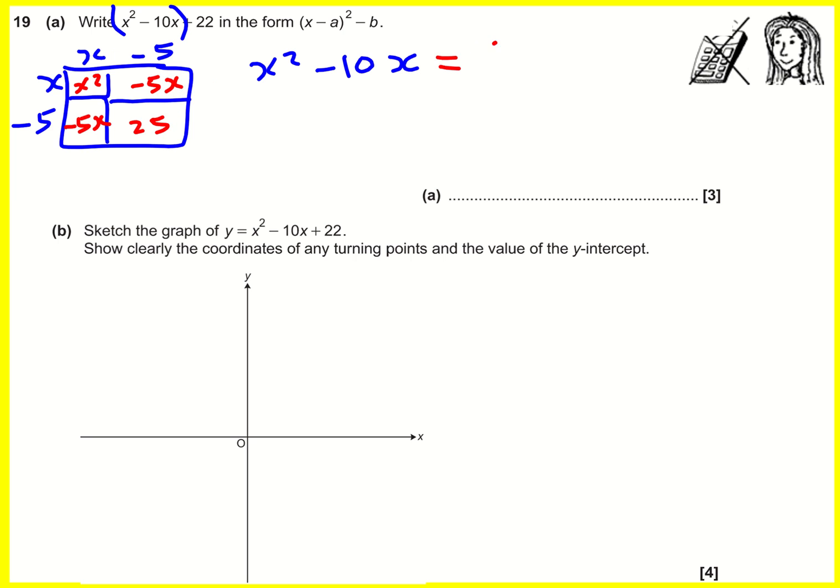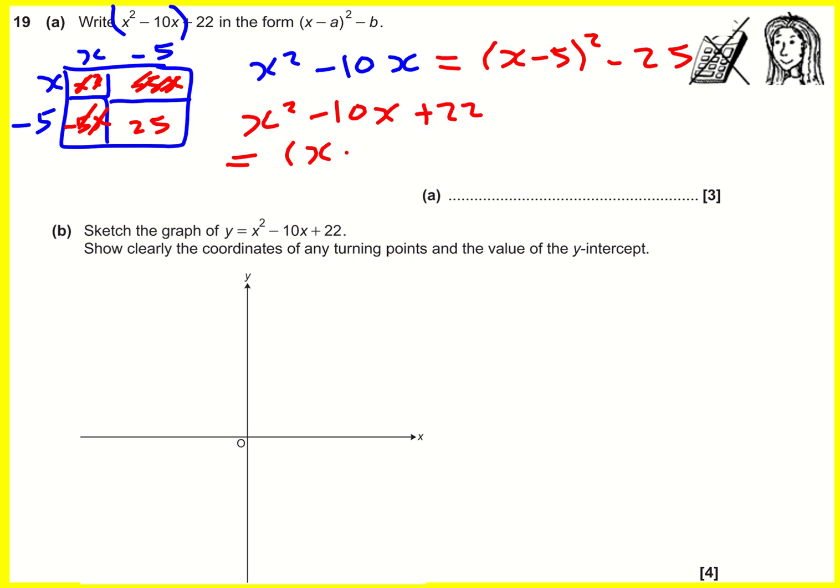So I can write this as x minus 5 squared. I've just halved the minus 10, and that's something to learn over time. But then I've got a plus 25, so I need to minus 25. Basically, this x squared minus 10x, which is what I've got here, is the whole square, but I need to minus 25.